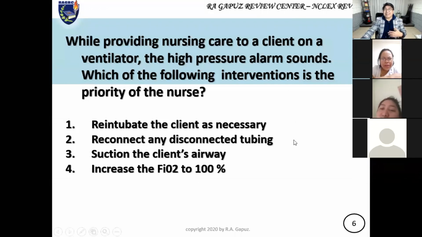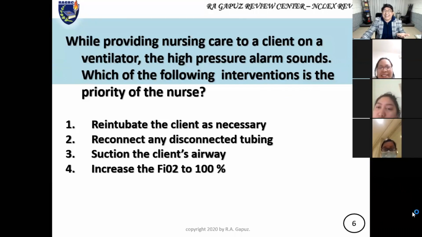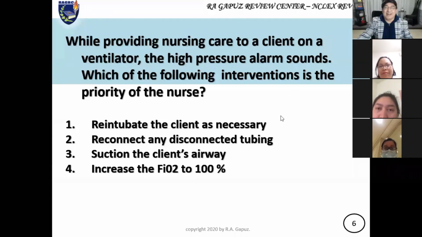Give me an answer. Okay, so active. The chat box is so active. The chat box, 3. Everybody who gave answer number 3 will pass the NCLEX. We'll shut down at 60 items. Okay. Excellent.